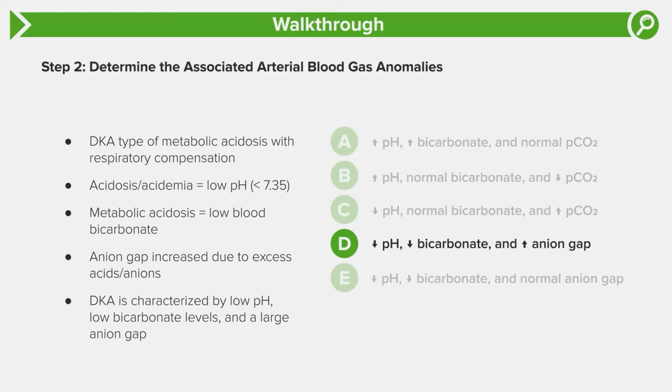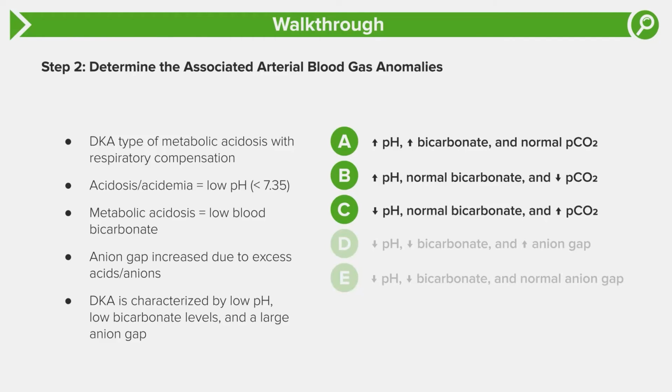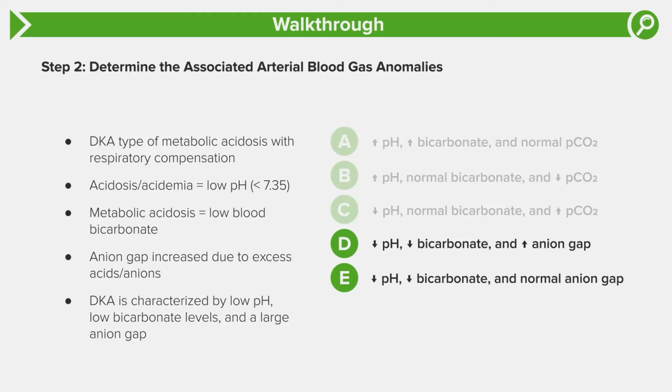Now, when we were going through these answer choices, we got rid of A and B because those were alkalotic states, which are not going to be seen in diabetic ketoacidosis. And we also get rid of answer choice C because that had a normal bicarb, which in a metabolic acidosis we are not going to have. Then you are left with answer choices D and E, and you can easily eliminate answer choice E because that has a normal anion gap. Now, in a classic DKA picture, it's a metabolic acidosis with an anion gap. That's something you just have to memorize.